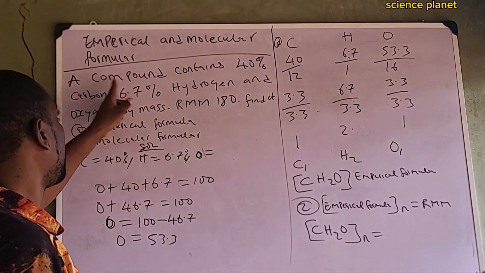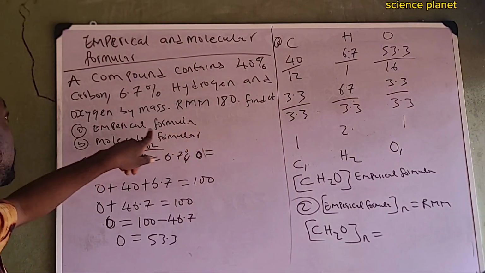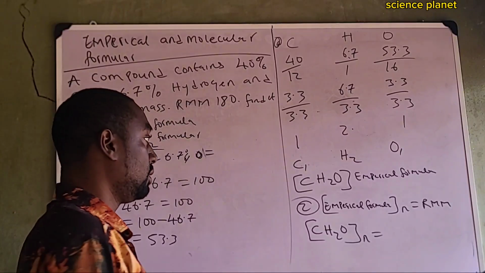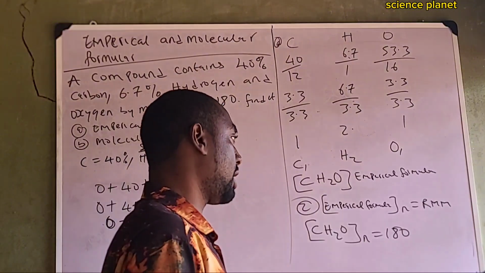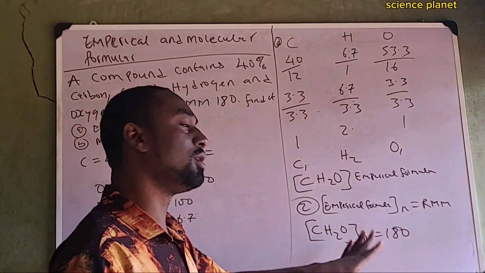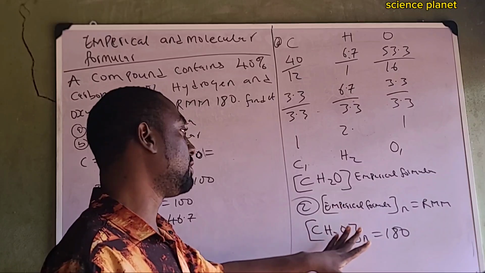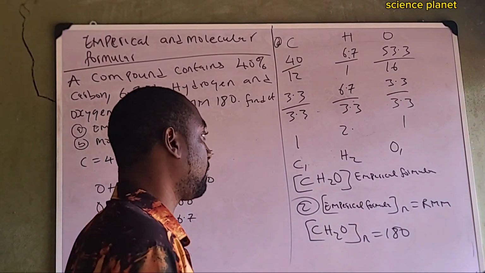So a compound contains 40% carbon, 6.7% hydrogen, and oxygen. Relative molecular mass 180. So as the relative molecular mass now is 180, see what we go do. We will come find the relative molecular mass of this compound, this empirical formula.